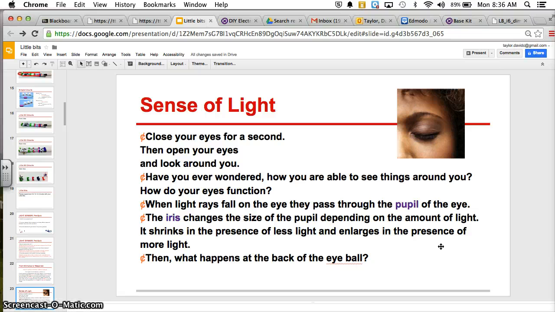Sense of light: you can close your eyes for a second, then open your eyes and look around you. Have you ever wondered how you're able to see things around you? How do your eyes function?